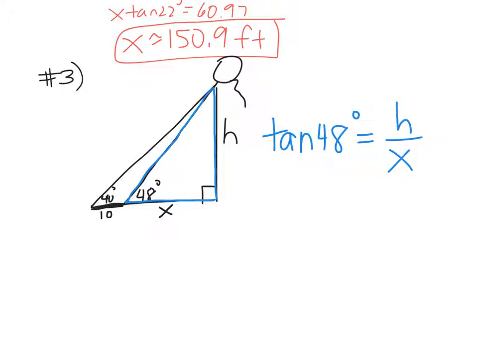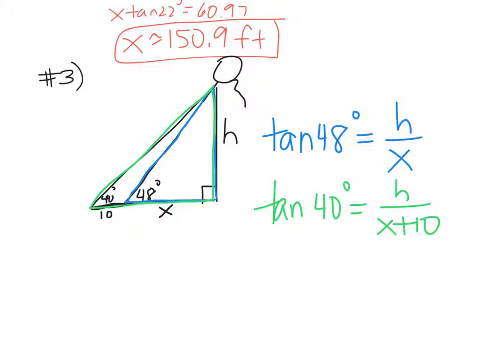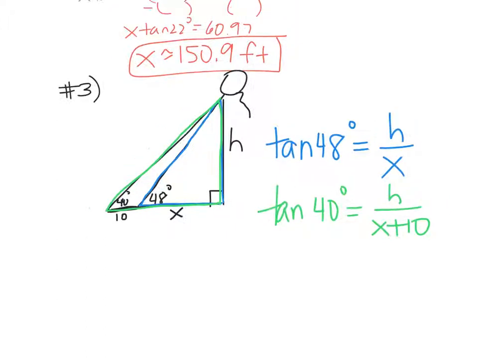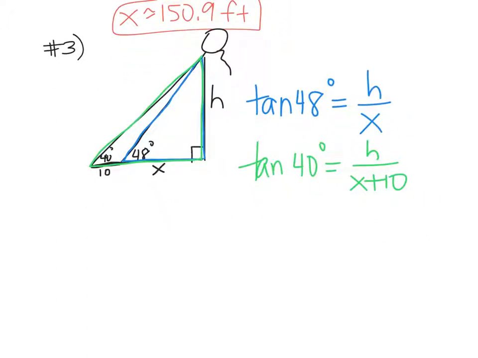And then I'll do it in green this time for fun. There we go. We have that one too. So we can say that the tangent of 40 degrees is opposite over adjacent, x plus 10. Okay? So you have two equations with two unknowns. You have an x and an h in both of them. So let's go ahead and solve for h, and then we'll set them equal to each other.